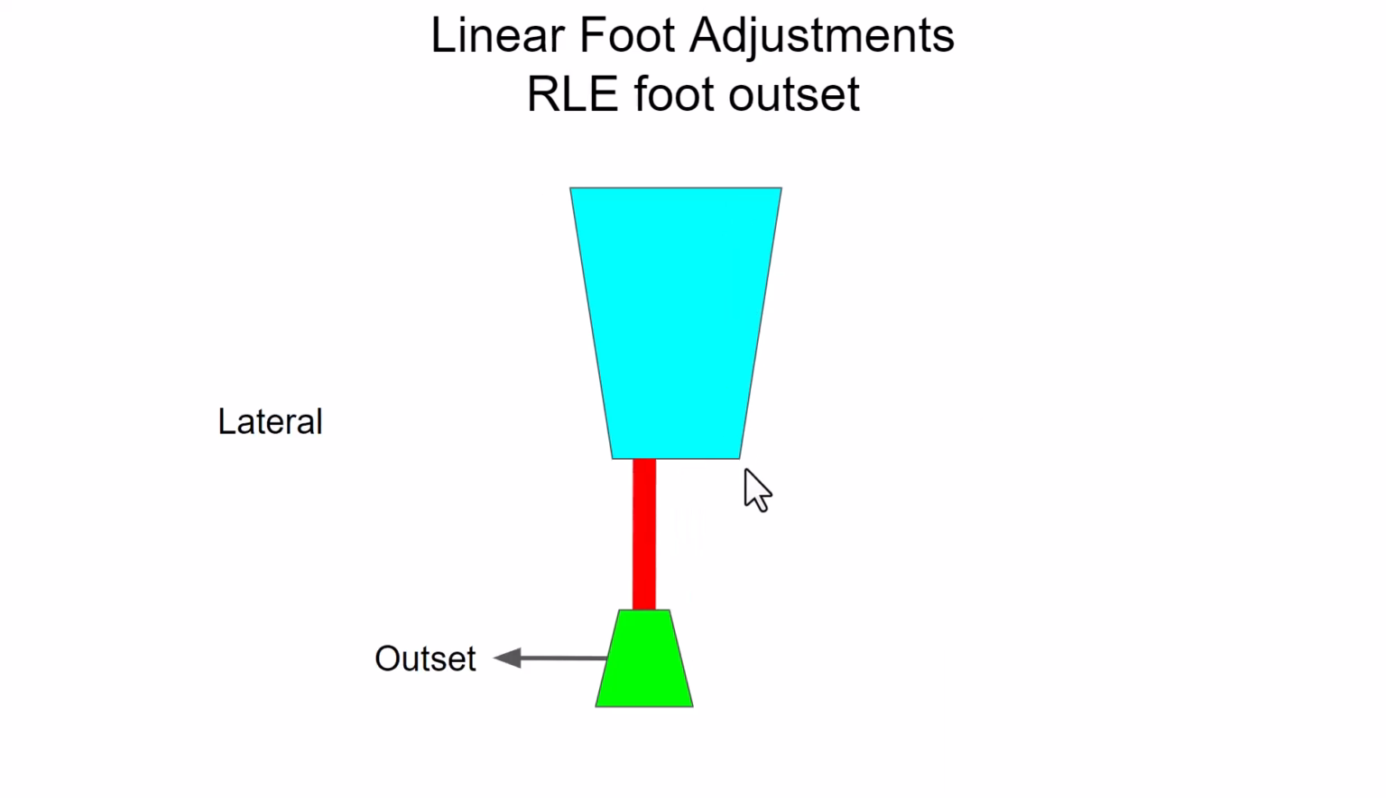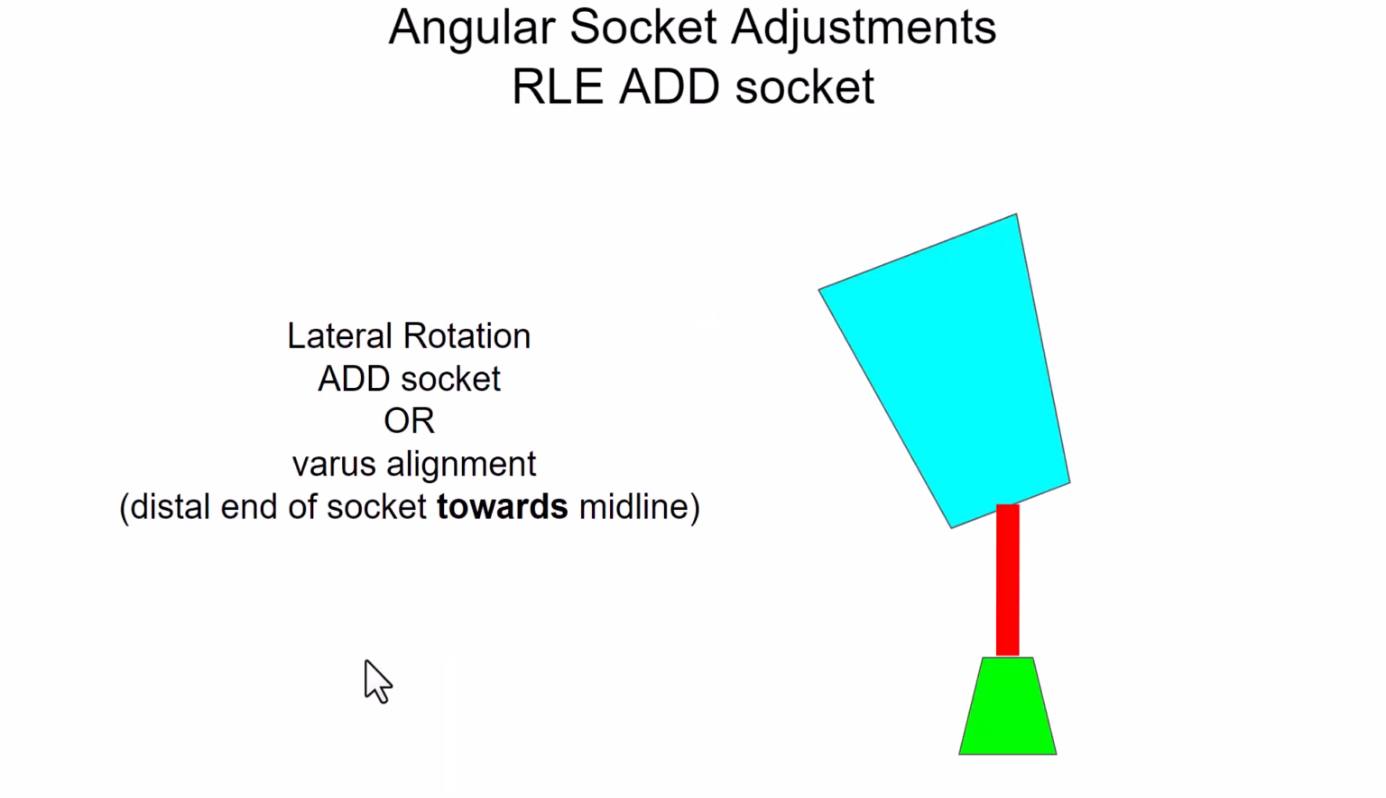Similarly, if you bring the foot and the pylon out laterally compared to the socket, that's called a foot outset. Again, this is a prosthetic adjustment that isn't going to affect knee stability as much as it's going to affect where the pressures are falling on the residual limb. And then finally, there's just two more angular adjustments that we need to talk about.